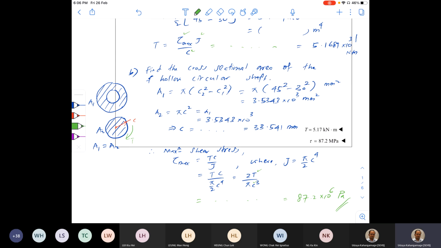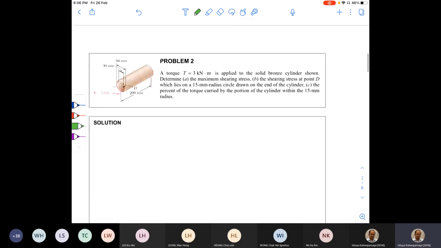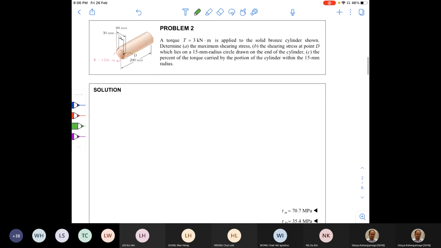Okay, let's look at problem 2. It says a torque T equals 3 kilonewton meter is applied to the solid bronze cylinder as shown. Determine the maximum shearing stress. Now it is easy, right?